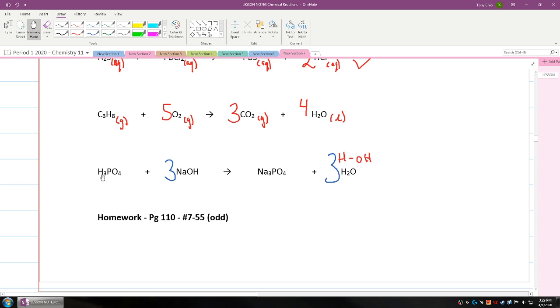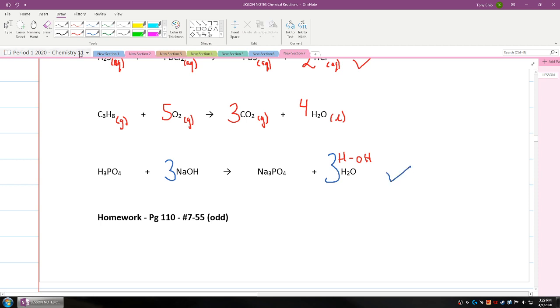Well, let's look at this one. You have 3 hydrogens here. Over here, you have 3 hydrogens. That's balanced now. And if you look at it again, you have one PO4 group because that phosphate is a polyatomic ion. I want to make sure I keep them together. And over here, you have one phosphate as well. So this means that you now are fully balanced.